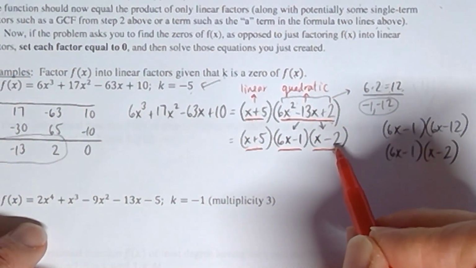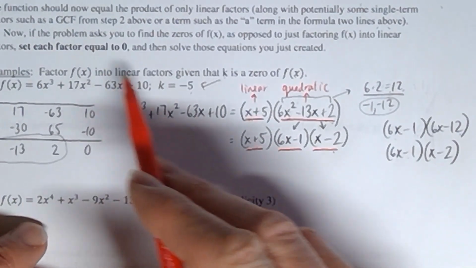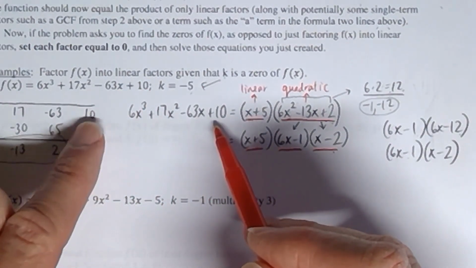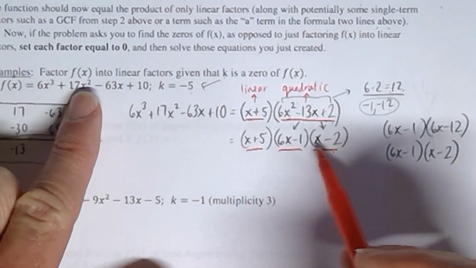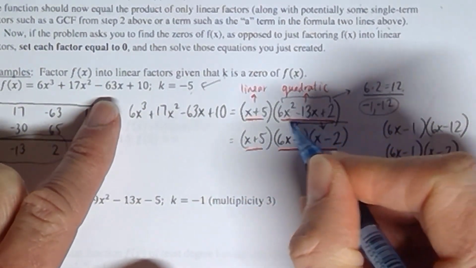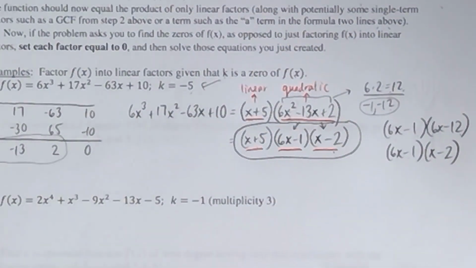So we have 3 factors, but aren't they all linear because they're all degree 1 polynomials? And so we did exactly what they asked us to do. They said to break down this original f of x function into a bunch of linear factors and only linear factors. And so we did just that. All right. And so we're done with that problem.